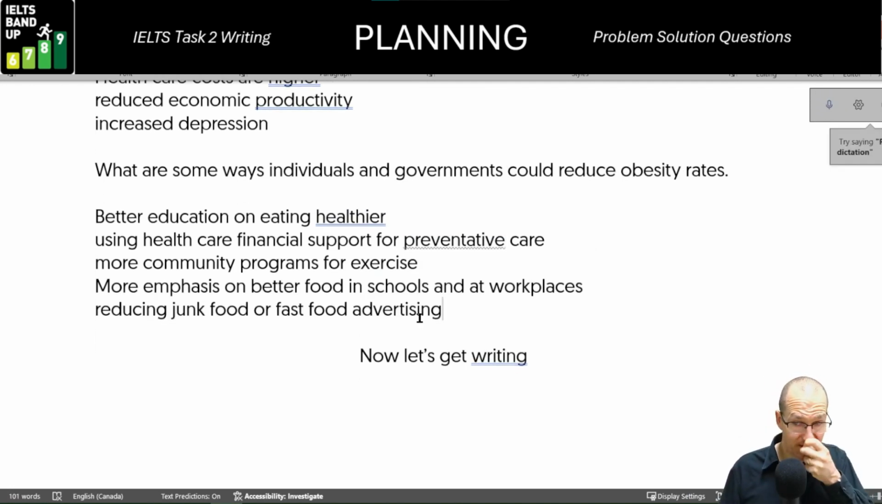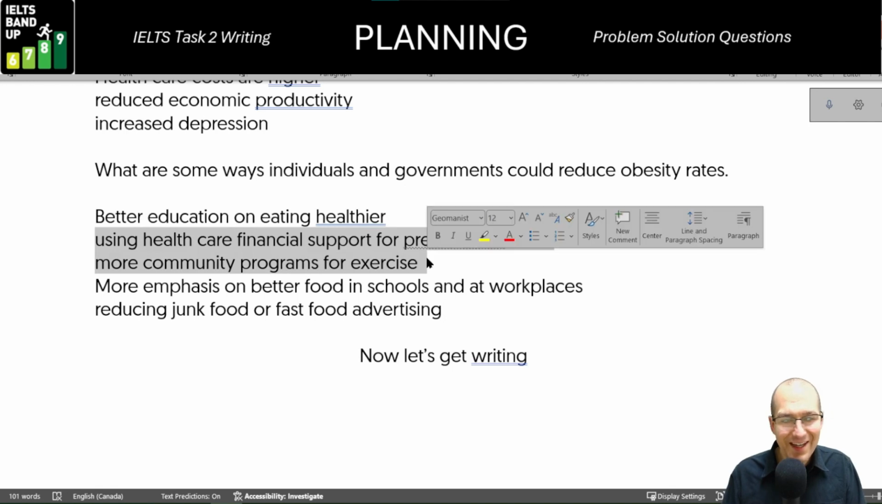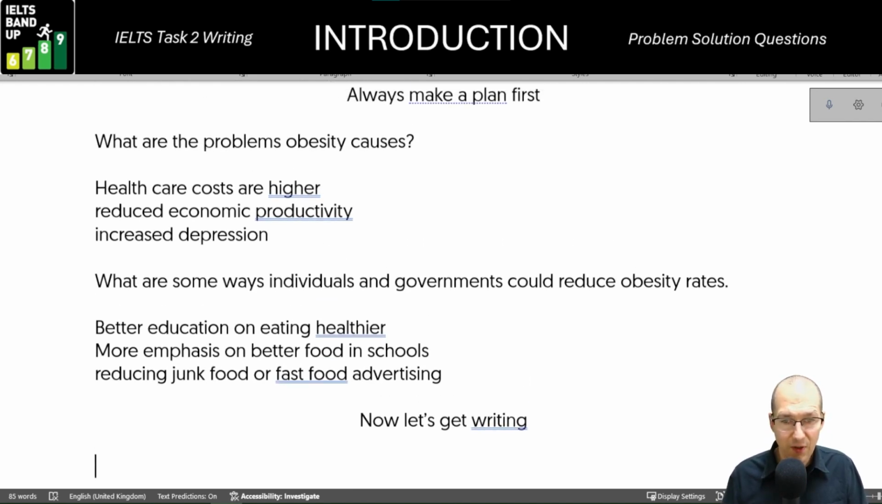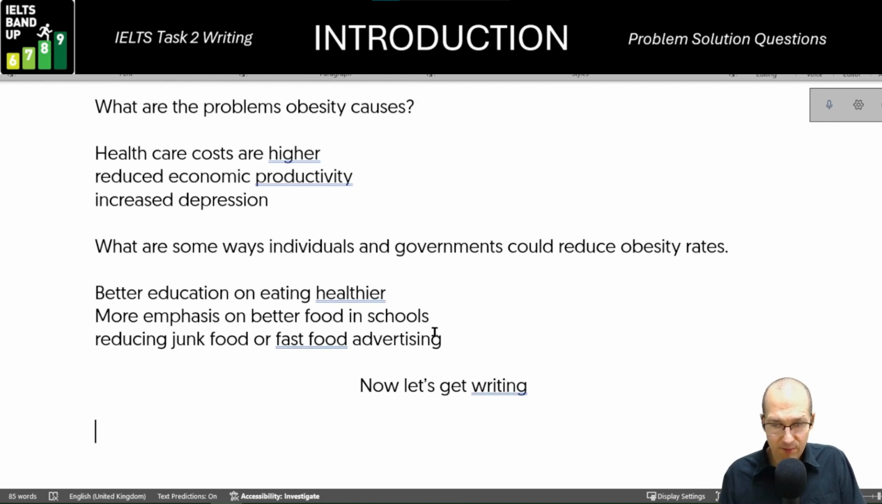Now, I'm just trying to think what would be best. Better education, financial support. They're all good points. I think I'm going to stick with these 3, especially in schools. And just to make my life a little easier, I'm going to reduce it to schools because my thinking is if kids eat healthier at school, then they're more likely to carry these habits as they get older, right? It's kind of part of the education system. Okay, now let's get started with the writing.